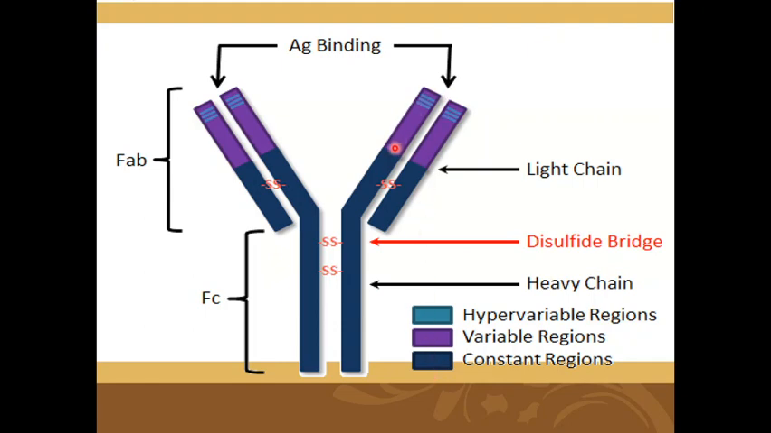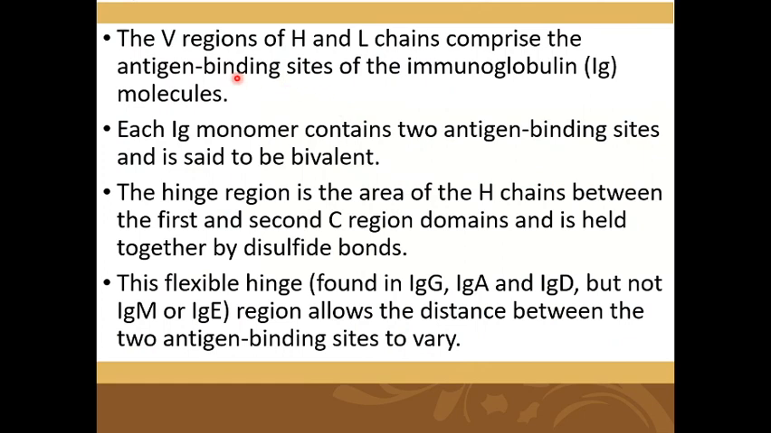ये वेरिएबल डोमेन है इसका और ये इसका कांस्टेंट डोमेन है. And here you can see it is double in size. Double in size है, obviously the amino acid number will also be large. The V region, variable region. V for variable. The V region of H and L chain comprise of antigen binding sites of immunoglobulin.